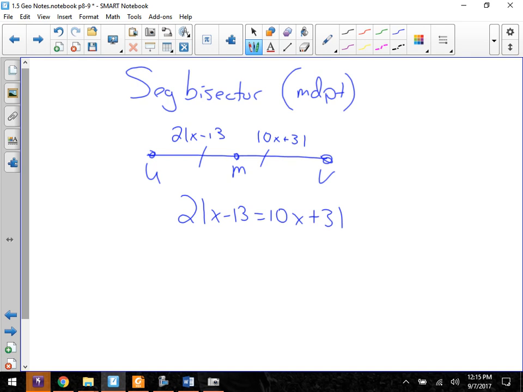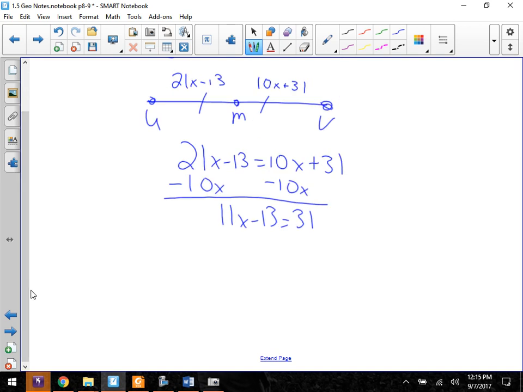Pick on the little guy. Who are you going to move, a 21 or a 10? You can, but if you start moving all those, you feel all the negatives. It just hits. So you move the 10x. You get 11x minus 13 is 31. Good. Now you add 13, because it's the opposite of subtraction. And what do you get for x then? 4. Really easy.